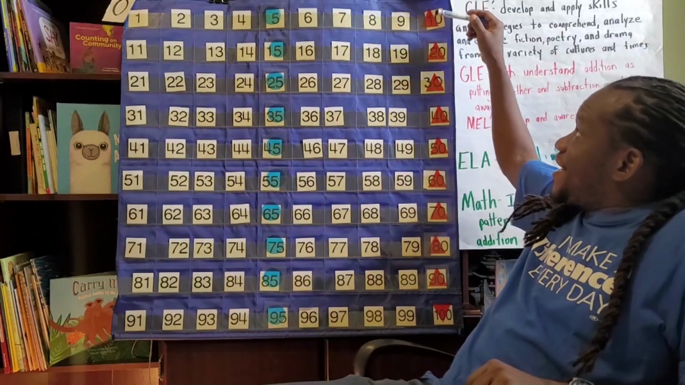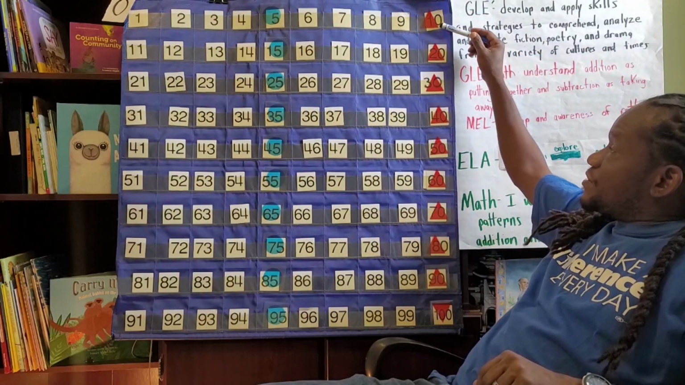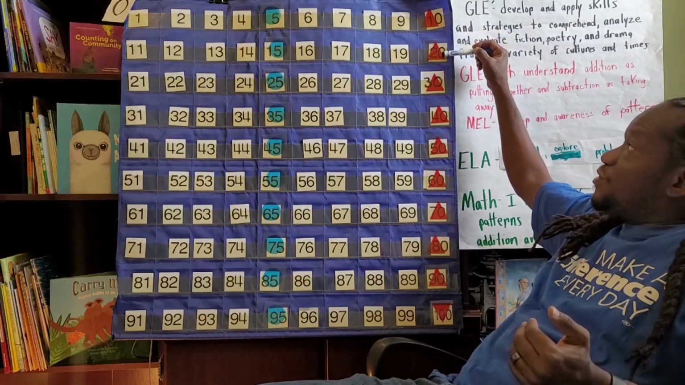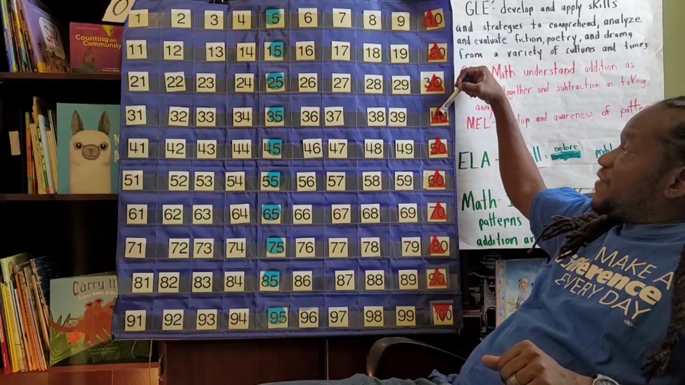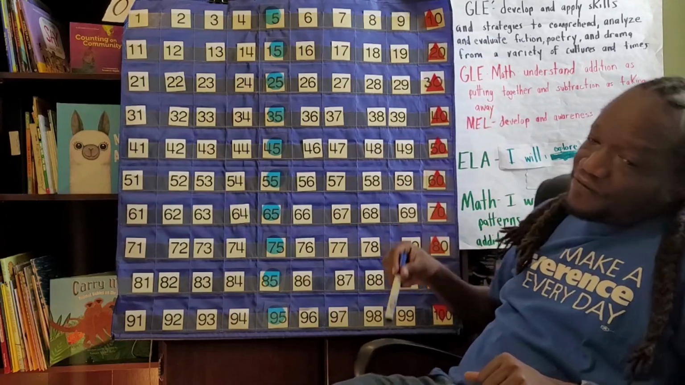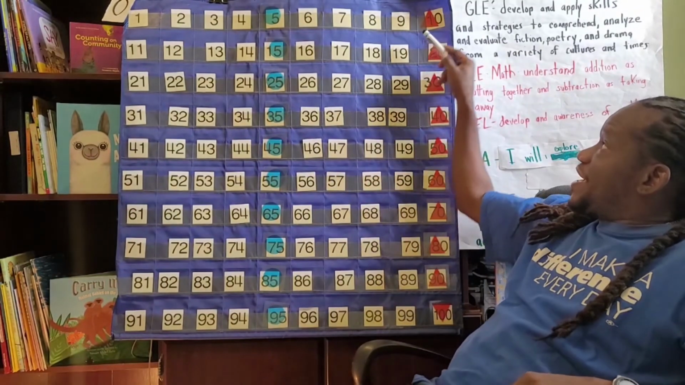Or you can say it's adding 10 each time. So 10 and then plus 10 more is 20. Plus 10 more is 30. 30 plus 10 is 40. 40 plus 10 is 50. And so on. It's just a pattern, right? Only number we're changing is the first number.